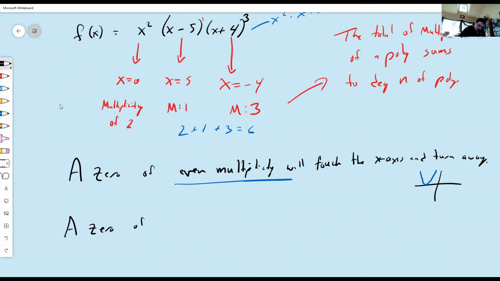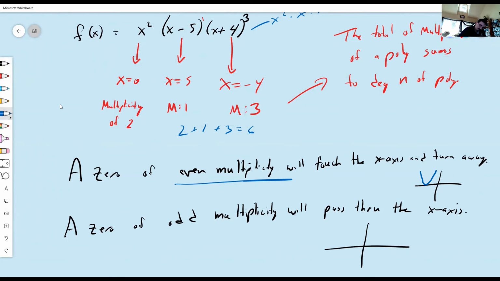A zero of odd multiplicity will pass through the x-axis. So something like that, or like that. Well, all these zeros on that picture have an odd multiplicity.